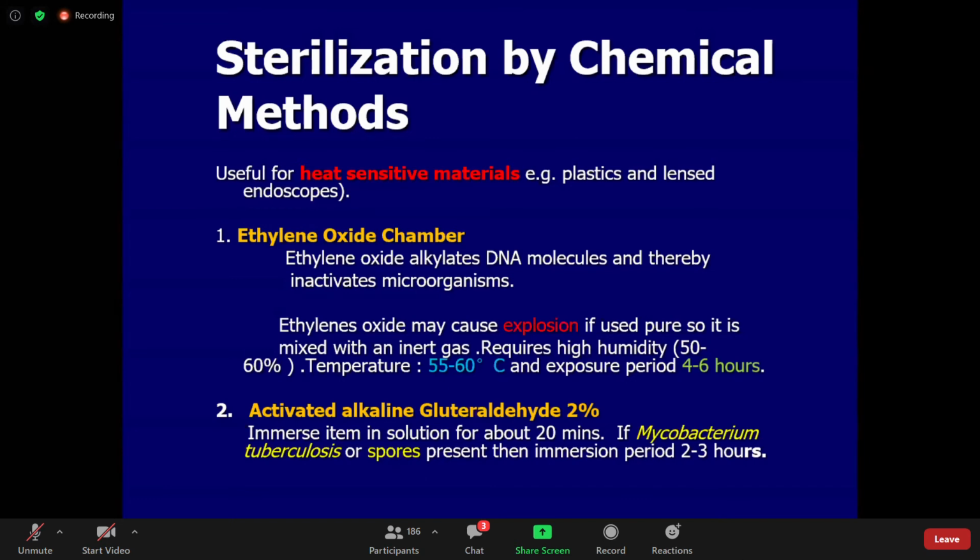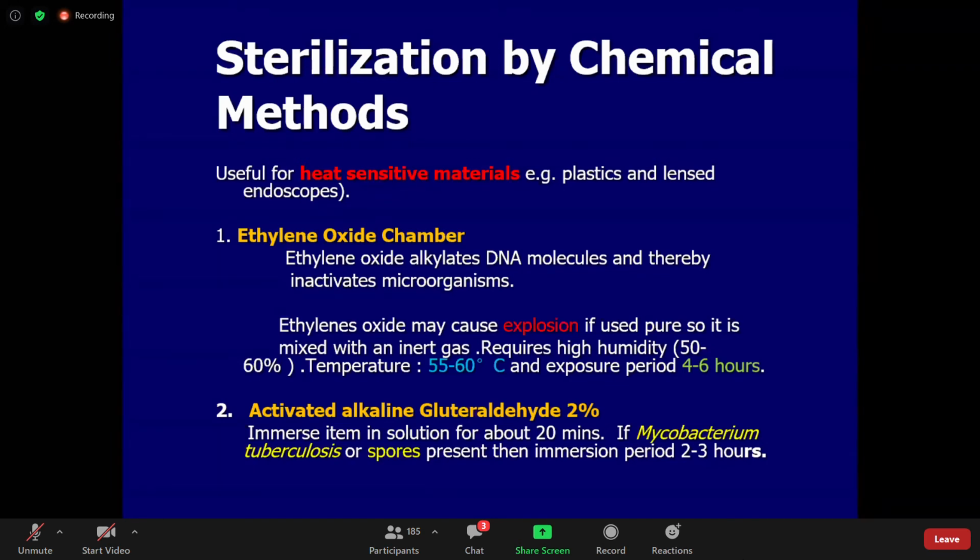And as I said, this is basic information. If you're talking about normal sterilizing of equipment by glutaraldehyde, if there is no TB and no spores, you can incubate it at 2% for about 1-2 hours. But if you want to get rid of TB or spores, you need to increase the time of exposure. This is a concept.